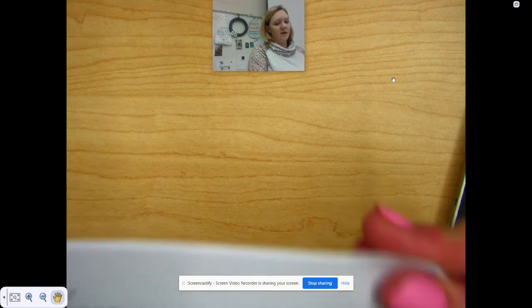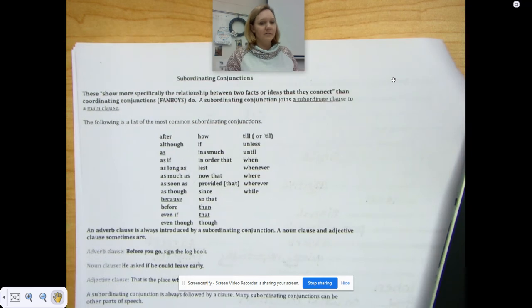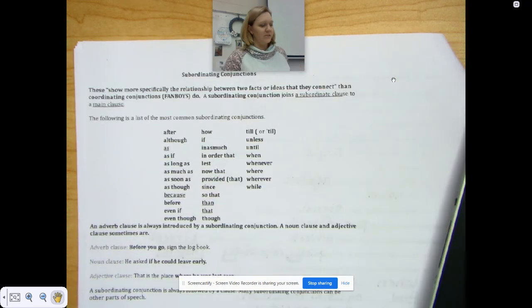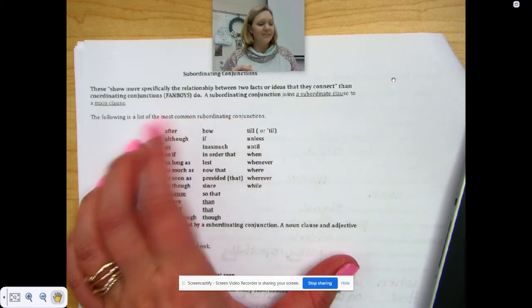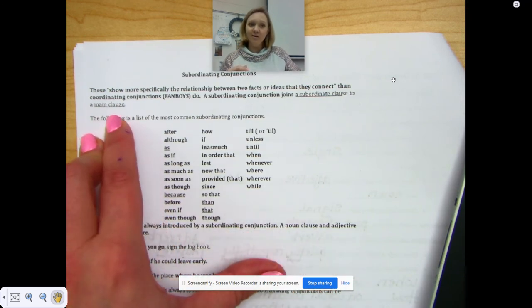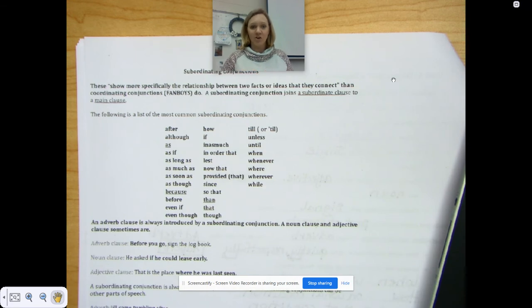It looks really lengthy, but it truly is not. It's just helpful stuff to make sure we understand adverb clauses. Subordinating conjunction stuff. So subordinating conjunctions show more specifically the relationship between two facts or the ideas that they are connecting than a coordinating conjunction does, like and, but, or, and all of the fanboys, right? A subordinating conjunction joins a subordinate clause to a main clause. Here is a list of really common subordinating conjunctions.